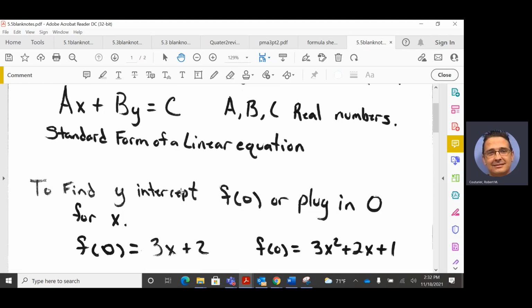Think about this. We have talked about our y-intercept. Our y-intercept is our initial value, or when x equals 0. For a function, what is f of 0?